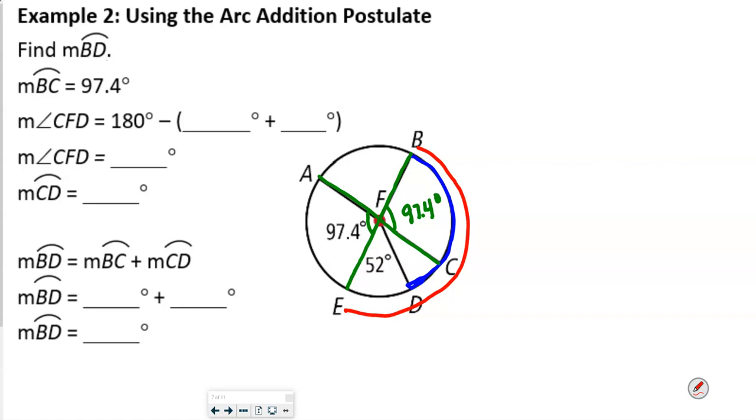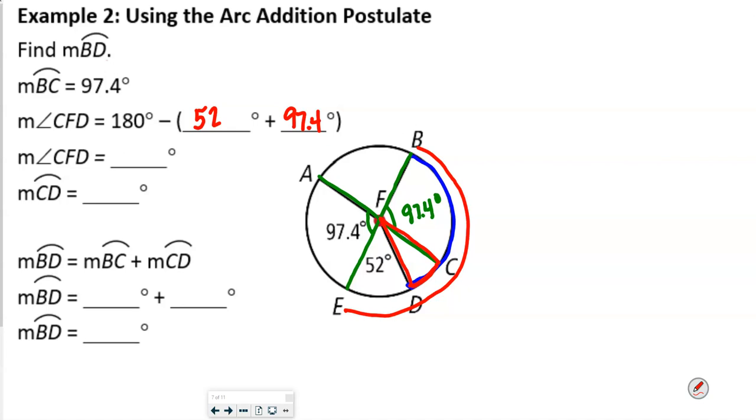So that's exactly what we're going to do to find what CFD is. Let me show you where CFD is. If we want to find this part right here, that arc part, or that angle, then we have to add up the 52 plus the 97.4 and then subtract those from 180.